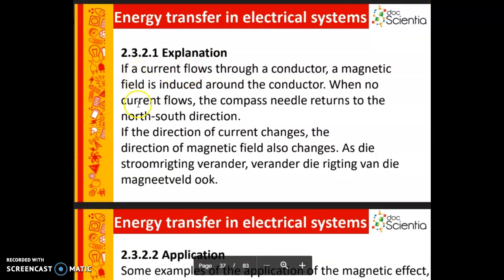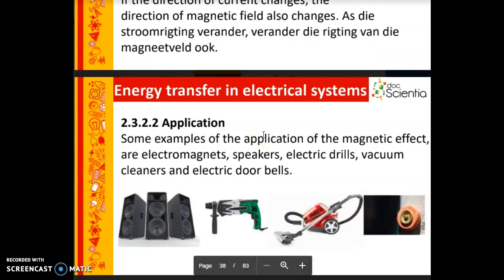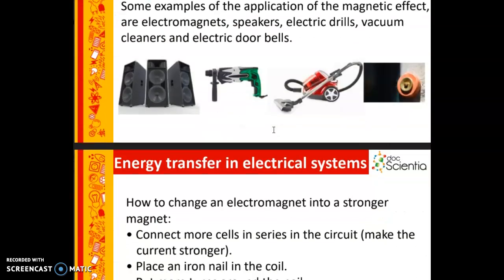So here we have an explanation. If a current flows through a conductor, a magnetic field is induced around the conductor. When no current flows, the compass needle returns to the north-south direction. If the direction of the current changes, the direction of the magnetic field also changes. That is the same thing in Afrikaans. 3. Applications. Some examples of application of a magnetic effect are electromagnets, speakers, electric drills, vacuum cleaners, and electric doorbells.